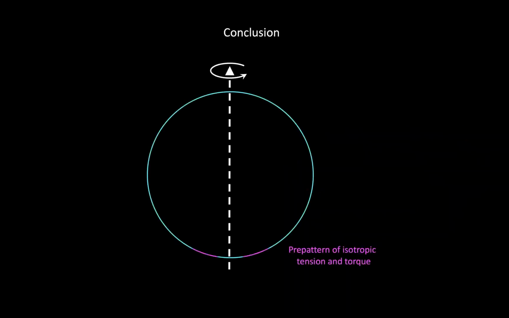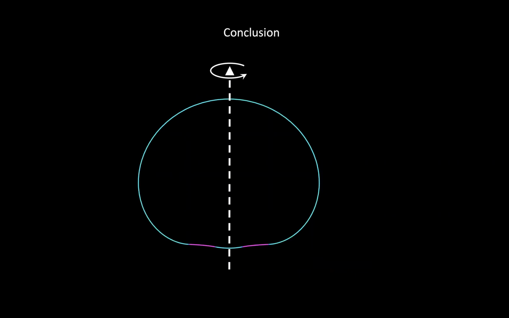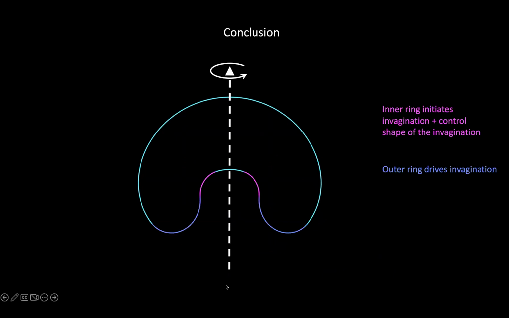Okay, so as a conclusion, I will summarize what we showed with this model. How does the sea urchin embryo manage to gastrulate? First, starting from a spherical state, you have a ring of apically constricted cells, cells that generate isotropic tension and torque that will flatten your embryo and create some negative curvature there. And then you have an outer ring of anisotropic tension and torque that is going to push on this ring and make the tissue go inside.